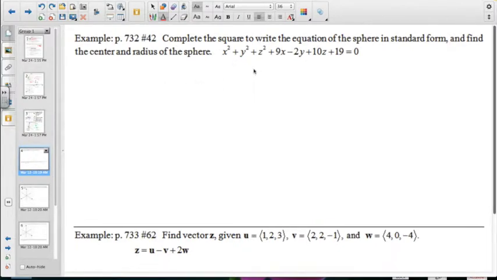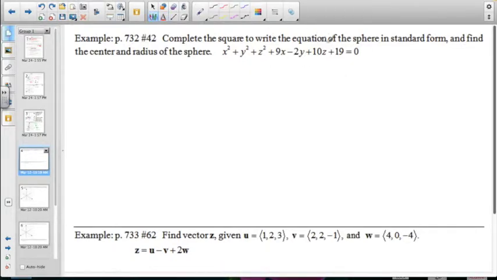This is kind of similar to what we were doing in the previous chapter, and that was rewriting things to identify what conic section it is. And we're just going to do this in 3 dimensions here. So we want the standard form of a sphere, and the idea in the standard form of the sphere is that this will allow us to pick out the center really easily. And so we need to set this up for completing the square. So we're going to group our terms together.